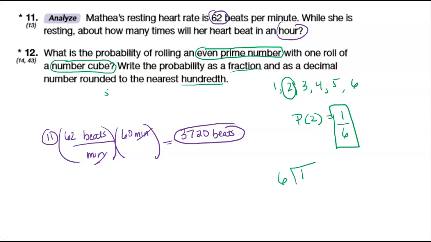And I think that's a repeating decimal. Yeah, it sure is, but they want me to go to the nearest hundredth. So this repeating decimal goes on, but I'm going to round it to here. This is greater than 5, so this is 0.17 as a decimal.